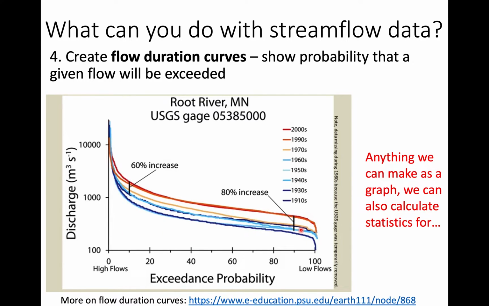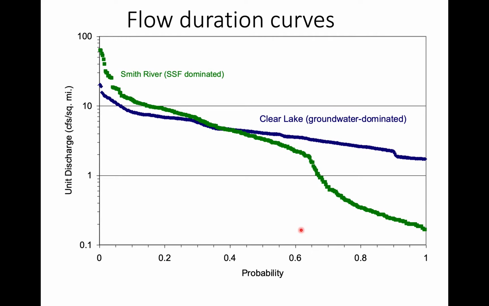So let's look at another example. Okay, so here is a pair of flow duration curves. So now this is two different watersheds. We've got a very English unit discharge over here, cubic feet per second per square mile. That lets us compare these two watersheds that have different drainage areas to them.